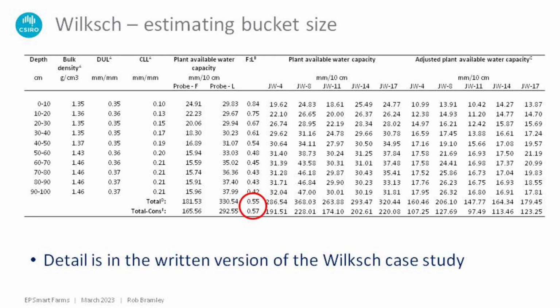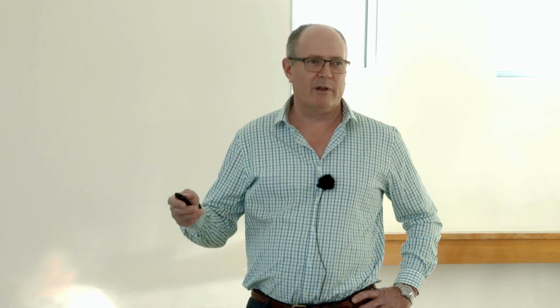I don't expect anybody to look at this table in great detail. The important bit is this number here, which is the ratio of the field measurement to the lab measurement, which tells you that the lab measurement is probably overestimating moisture by about, or sorry, the field measurement is 0.6 of the lab measurement. And so that allows us to then work out what we think the bucket size is, either factoring in sodicity as a constraint or ignoring it on the basis that it's not a constraint.